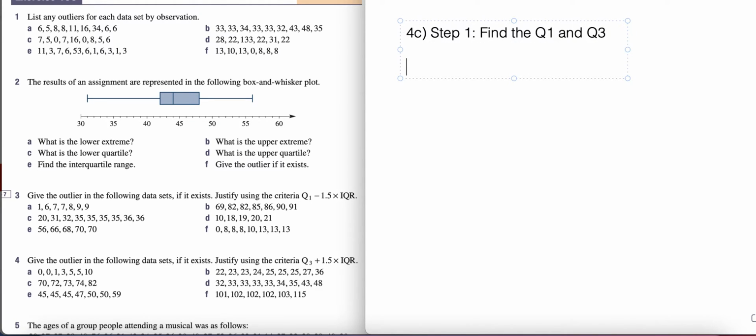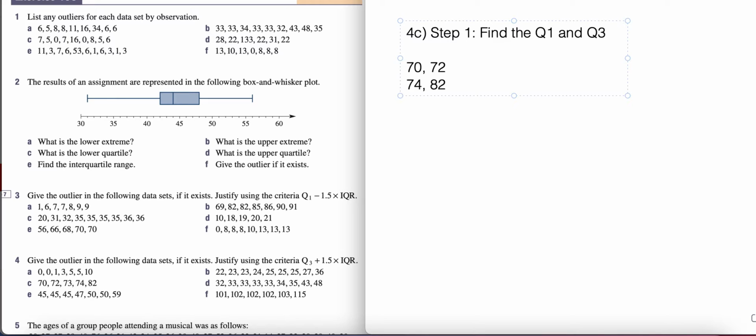So again, we need to split this data into 2. So we have 70, 72, 73, 74, and 82. Now you'll notice again this isn't an even split because the first half has 3 numbers, whereas the second half has 2 numbers. So we need to get rid of the median number. The median is the middle number, so 73. I'm going to get rid of that because we don't need it to find Q1 and Q3.